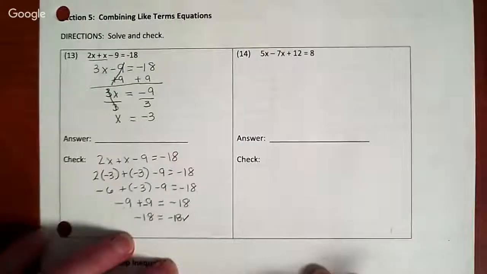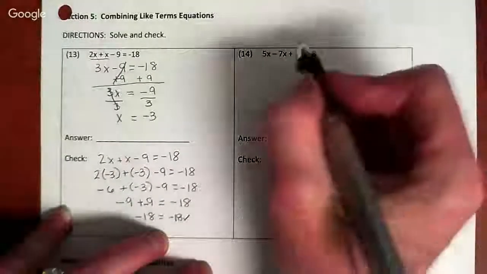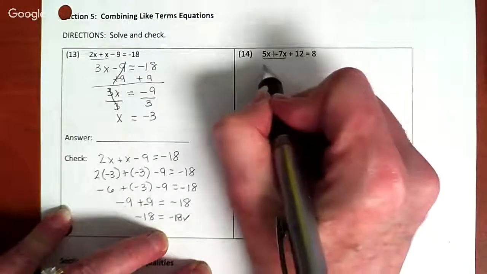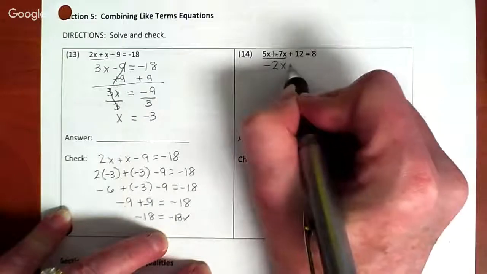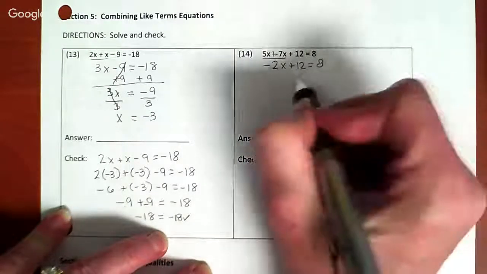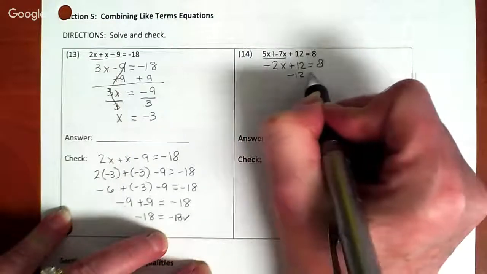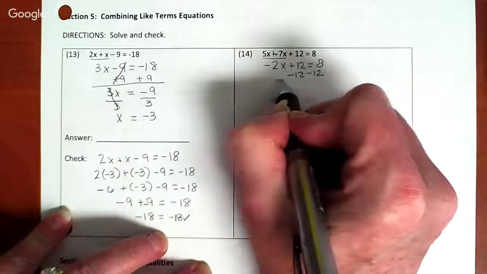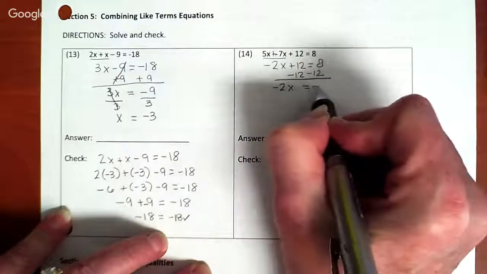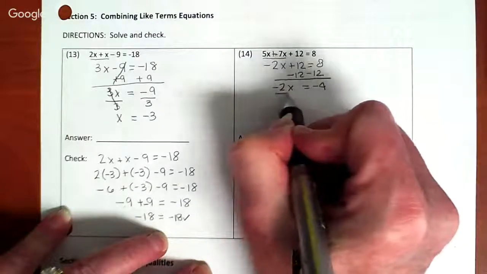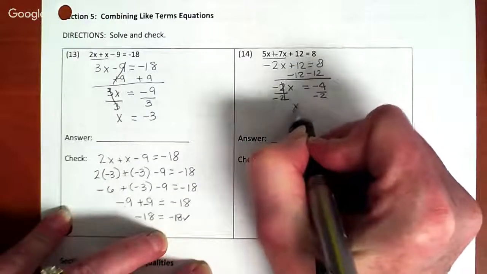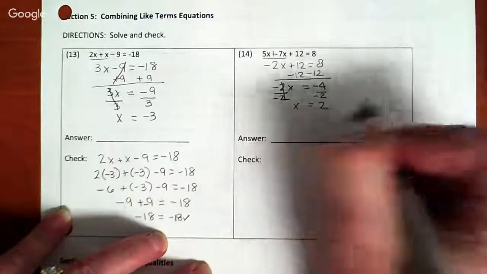Our next question we have is 5x minus 7x. So leave, change, change. So we have negative 2x plus 12 equals 8. So we are going to subtract 12 from both sides. And now we have negative 2x equals negative 4. Dividing negative 2 to both sides, we have x equals 2.